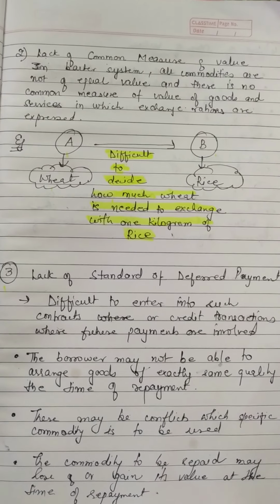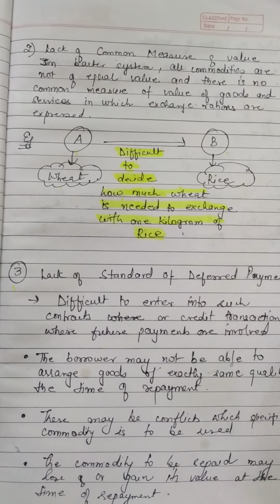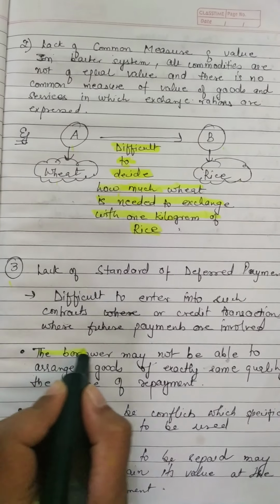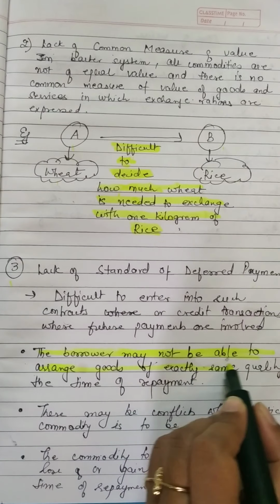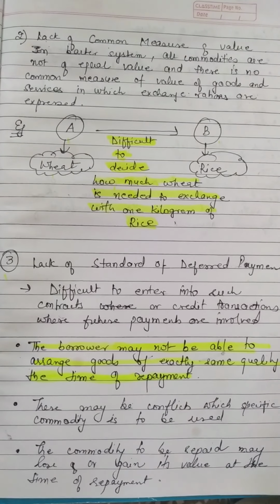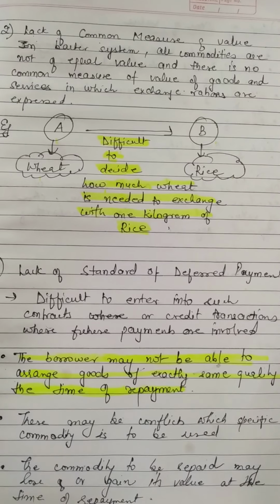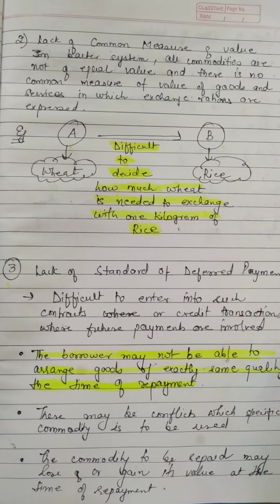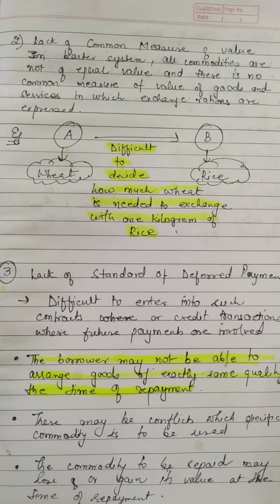Now what difficulties do we face under the barter system? The first difficulty is that the borrower may not be able to arrange goods of exactly the same quality at the time of repayment. We are dealing with goods under the barter system, so sometimes it may be difficult for a person to arrange goods of the same quality at the time of repayment. So that can be the first difficulty faced by a person.